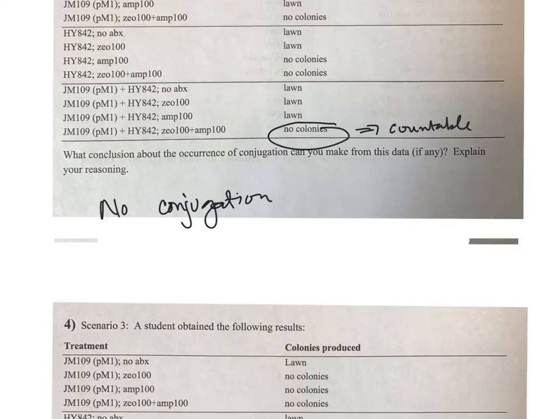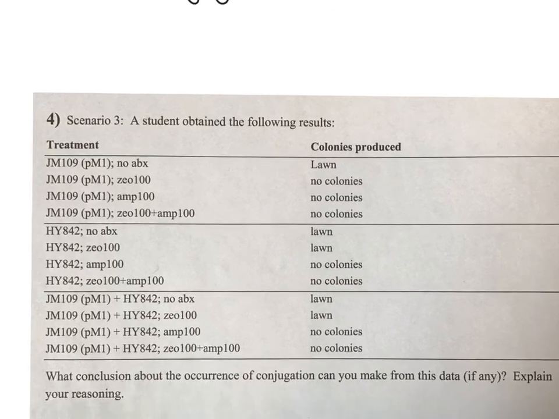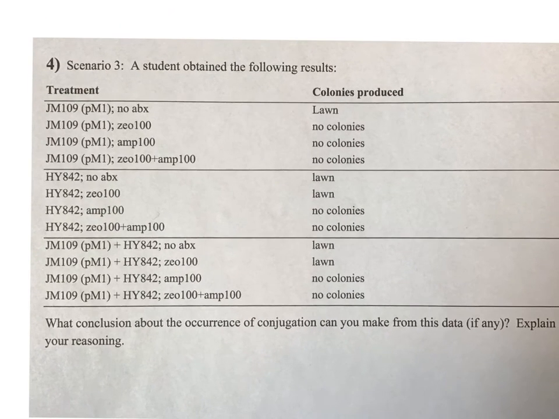Based on the conditions provided, the conjugation did not happen, and we can conclude that because all of our controls actually worked. All right, so let's do the same thing with scenario number 4. I'm not sure what it says, scenario 3, but go ahead, pause the video, take a minute, analyze it, see what controls maybe would cause you to think that something didn't work, and then make your conclusions. Did conjugation take place or not?